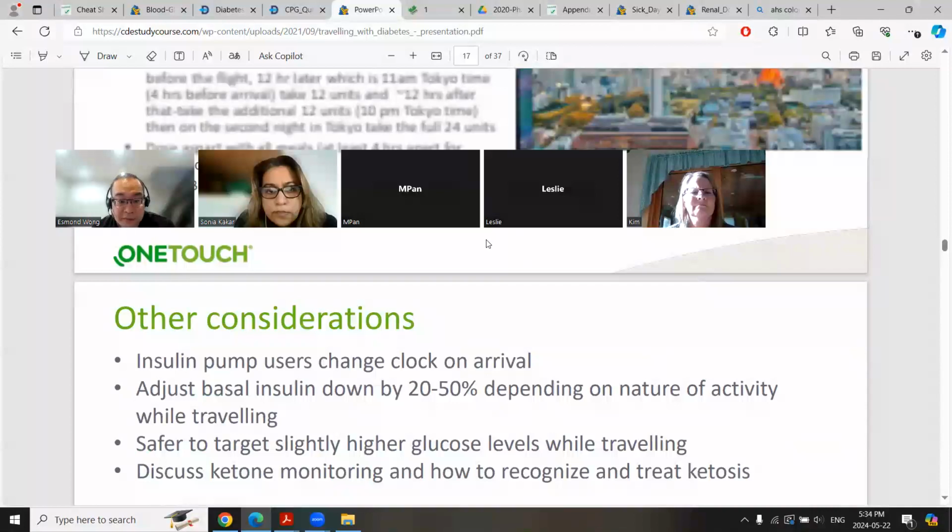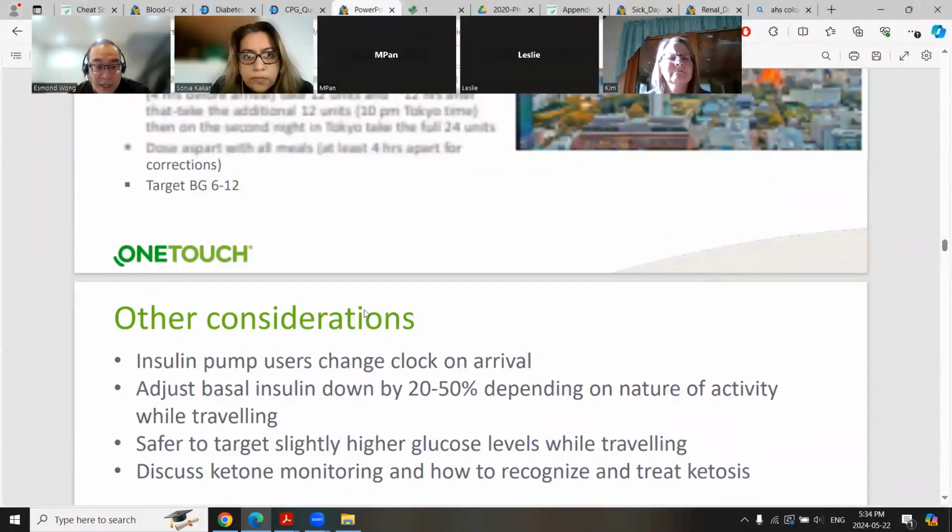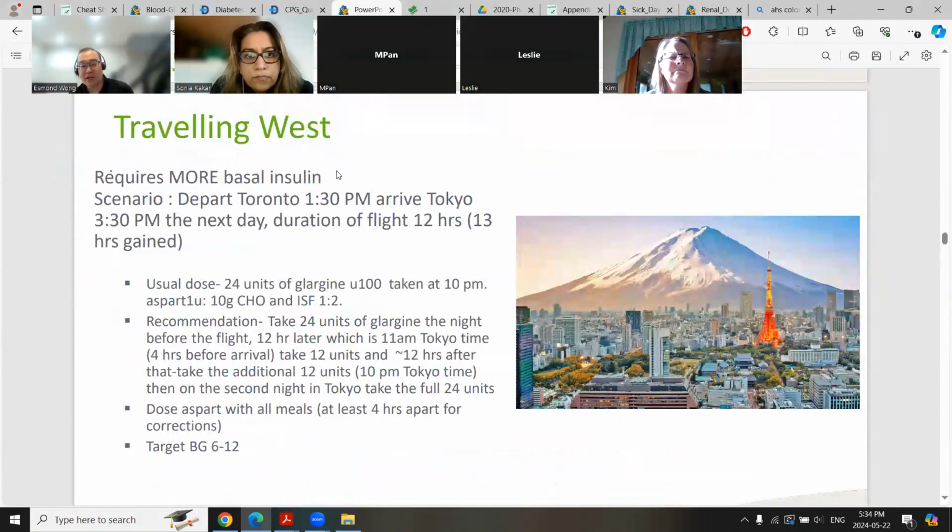This one right here, okay. So when you're traveling west, you require more insulin because your day is getting longer. So they take 24. Yeah, so they're gaining 13 hours. So basically they're gaining half a day.